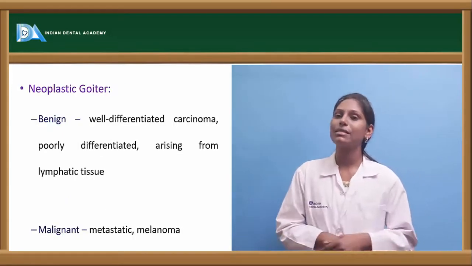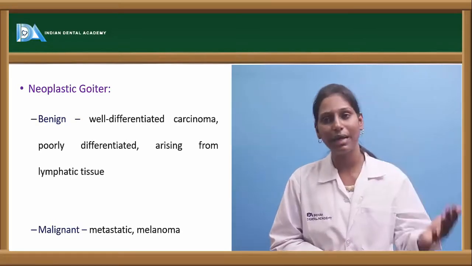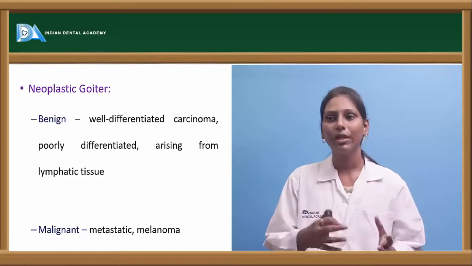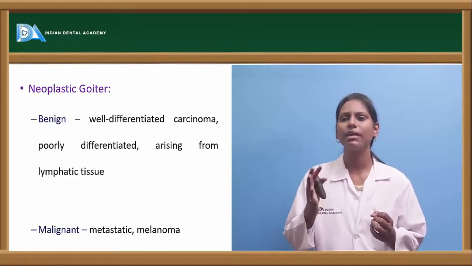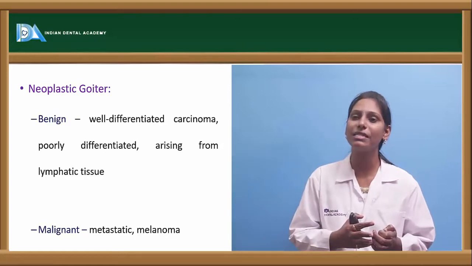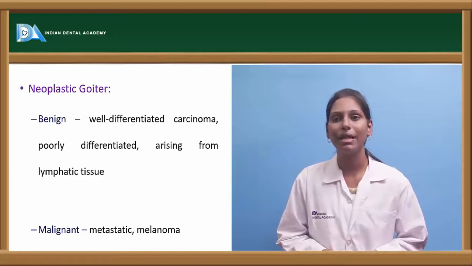Next one is neoplastic goiter. In this neoplastic goiter, we again have benign lesions and malignant lesions. In the benign, we have well differentiated and poorly differentiated carcinomas associated with the lymphatic system, whereas in malignancies, we see something called metastatic melanomas. Okay, these are various neoplastic goiters.